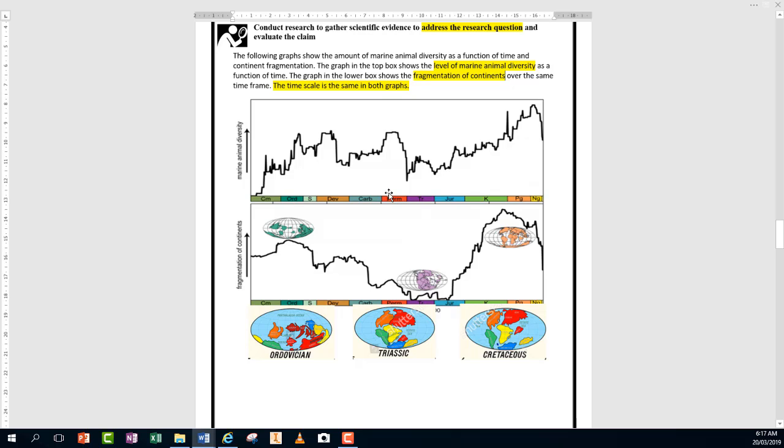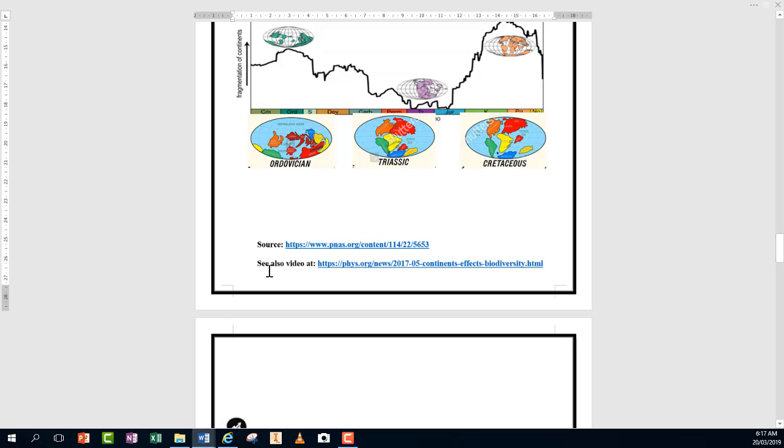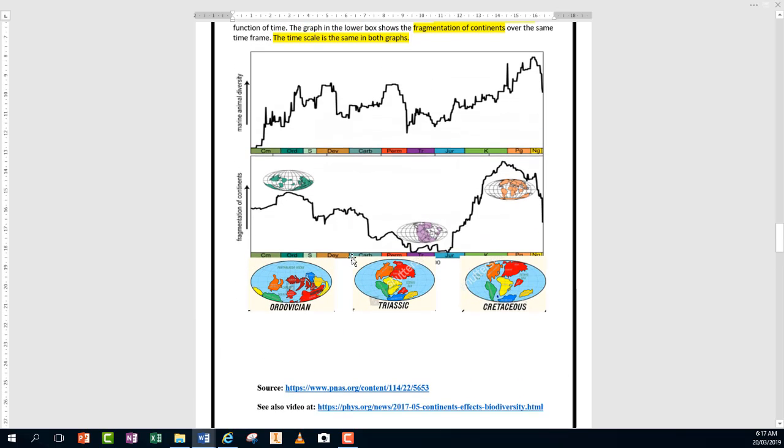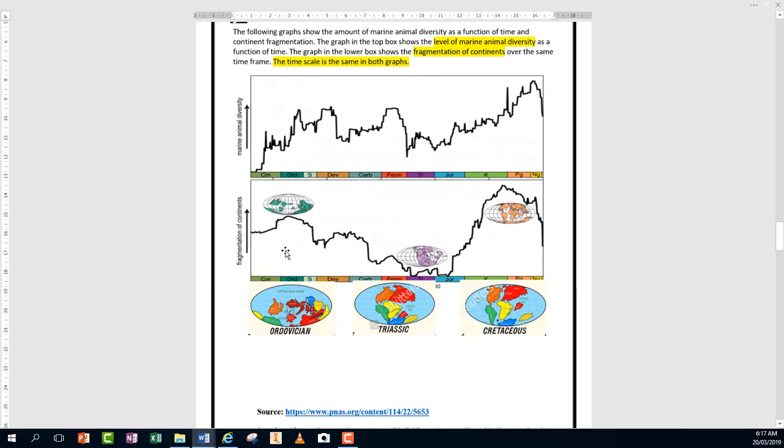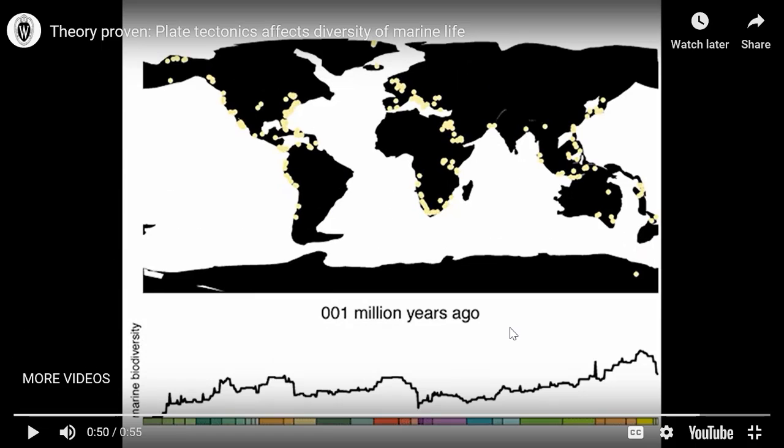Now let's look at the graph. Actually, I think right now is the time for us to slip along and just look at the video that they've suggested we look at that relates back to these graphs, and then we'll come back and have another look at the graph. So let's slip across to the video that is here. I'll make it full screen, and now let's just listen.